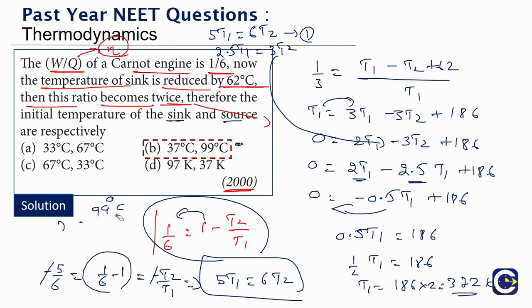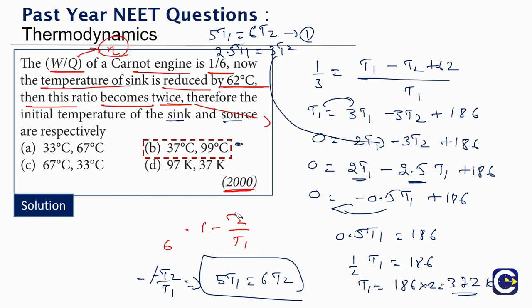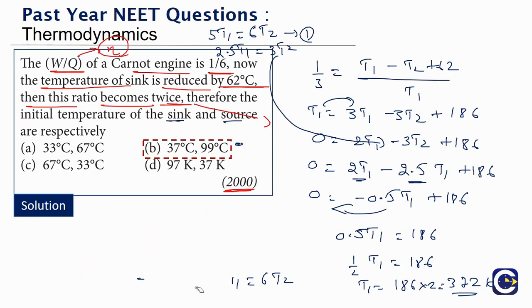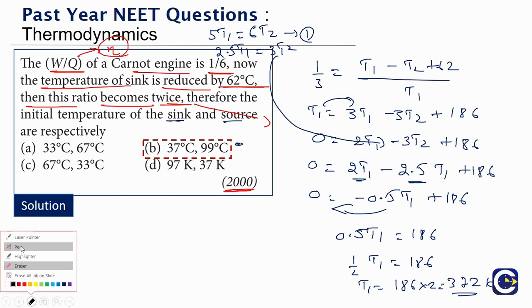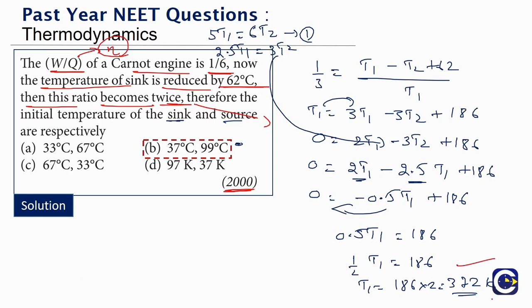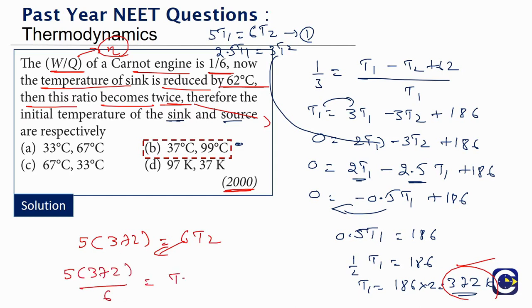But anyway, we'll do the other calculation also. So what is the relation we have? Already we got T1, which is 372. Now we'll use this T1 value on the Kelvin scale in equation 1. So 5 into T1, that is 372, is equal to 6 into T2. So we'll have to bring this 6 to this side: 5 into 372 divided by 6 is equal to T2.